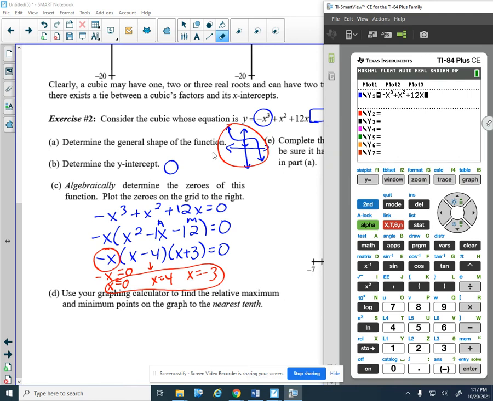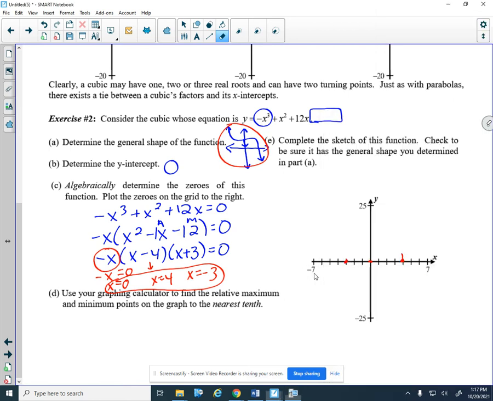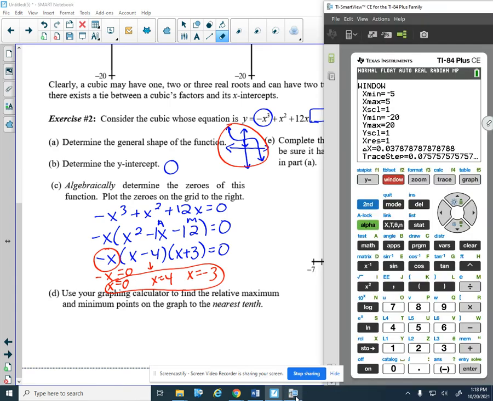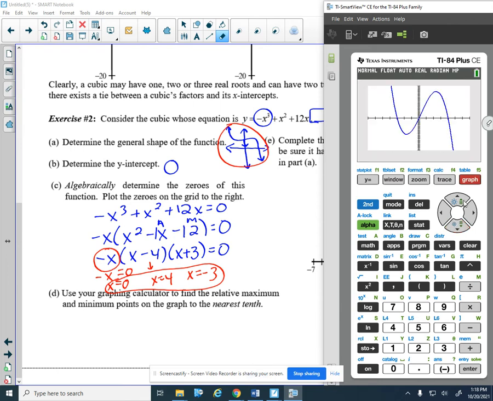Okay. So I have my function in. And then I'm going to change my window. If I look at this graph, it's negative 7 to 7 and negative 25 to 25. This graph shows exactly what I expected. The roots are exactly where I expected them to be, and it has that general shape. I wasn't sure about how high and low that minimum and maximum go. So that's what we're going to find next for part D.